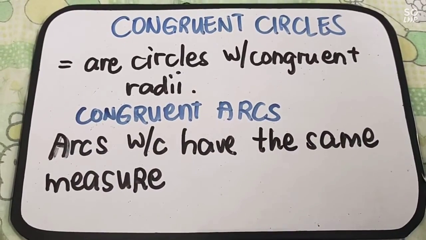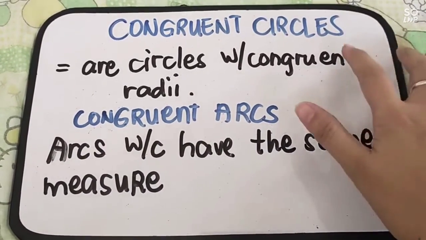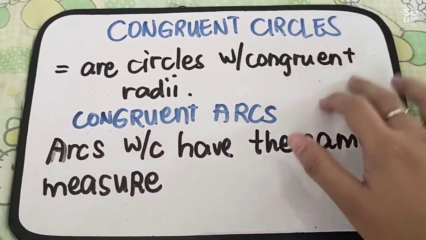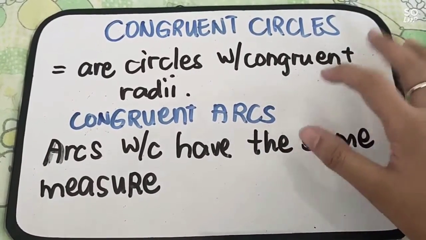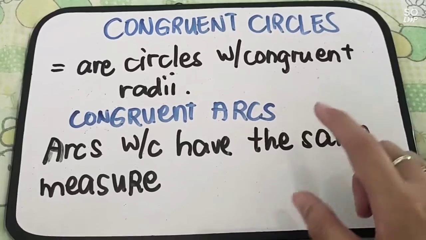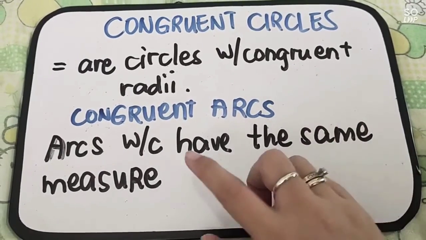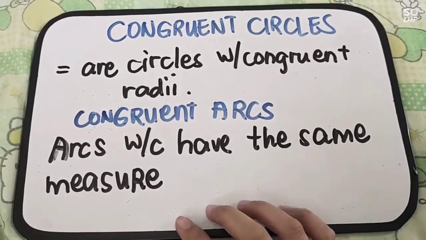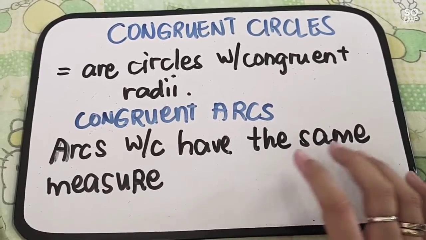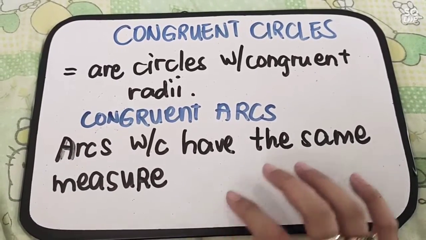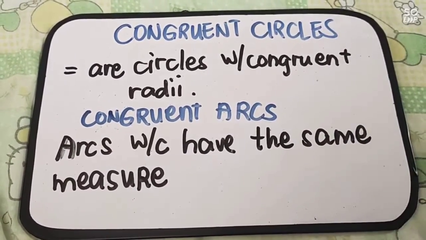Next, congruent circles. These are circles with two congruent radii. It involves two circles. Congruent arcs. Arcs would have the same measure or arcs with the same measurement. That is what you call congruent arcs.